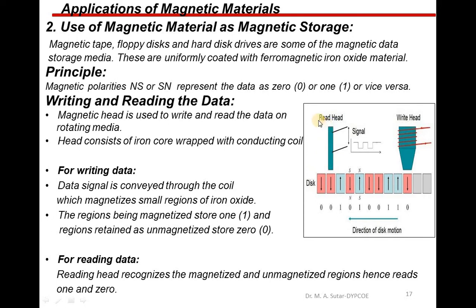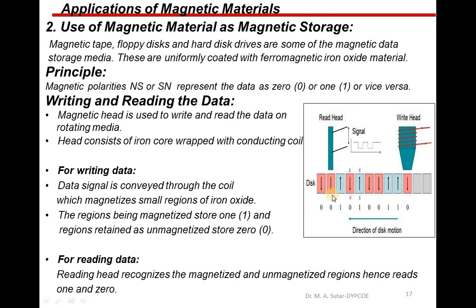In this case, we are using a reading head to read the information, and a writing head which is used to write the information. Whenever we want to write the information on this particular disk, at that time we will be using this particular head. The current will be allowed to pass through this in the form of the signal, and that will be written as a polarity, either SN or NS, so that a 0 or a 1 will be recorded on that.